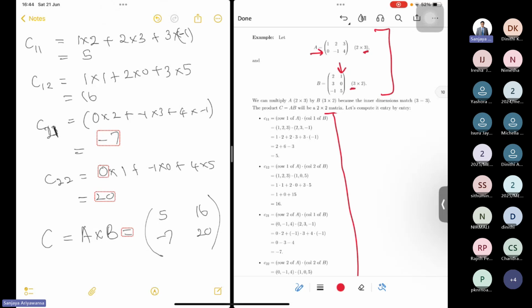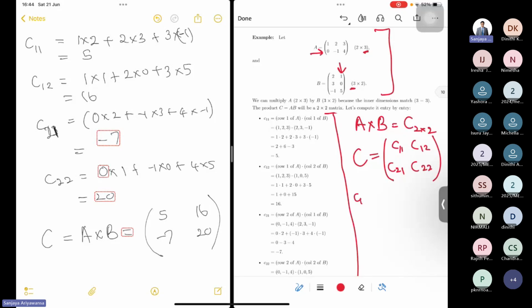Then in multiplying the two matrices, that is A times B, which is C, which is a 2 by 2 matrix, how do you go about doing that? Well, C is a 2 by 2 matrix, which means it has four components: C11, C12, C21, because it's second row, first column, and C22, second row, second column.